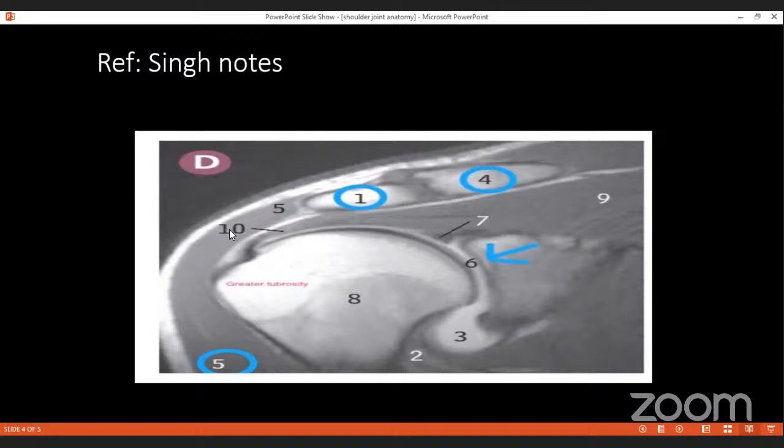And 10, please. What is this muscle? Ten would be the supraspinatus muscle. No, 10 is the tendon of supraspinatus.